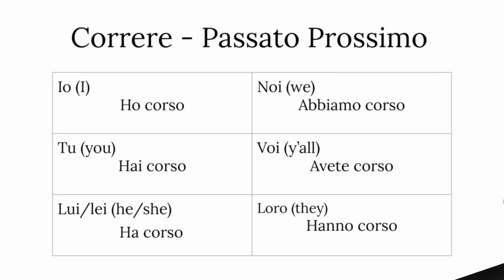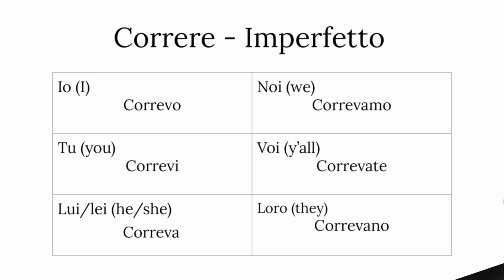To run, correre. So this is irregular. So you see, normally its past participle should be corruto, but it sounds really awful. So it's irregular. The past participle of the verb to run is corso. Io ho corso, tu hai corso, lui, lei ha corso, noi abbiamo corso, voi avete corso, loro hanno corso. Okay? The imperfetto is super regular. Correvo, correvi, correva, correvamo, correvate, correvano.